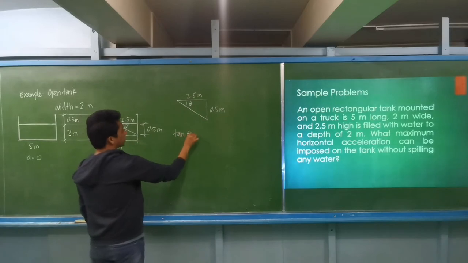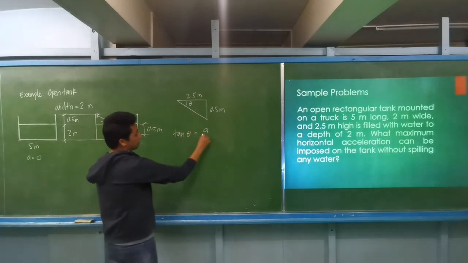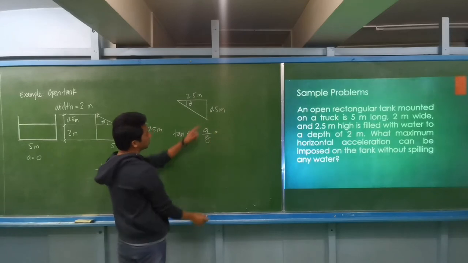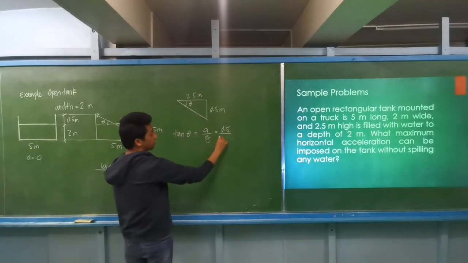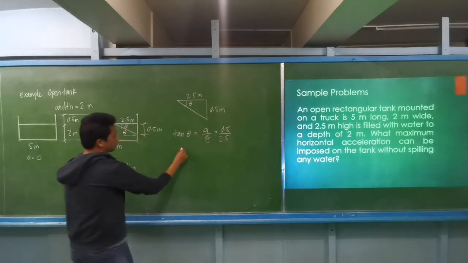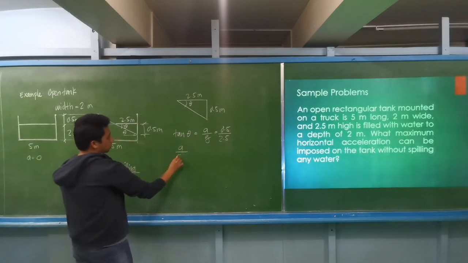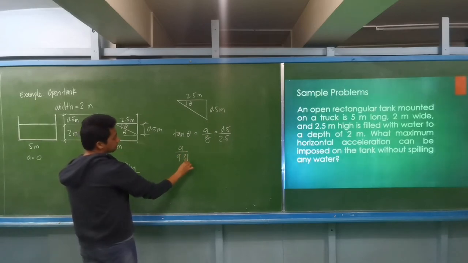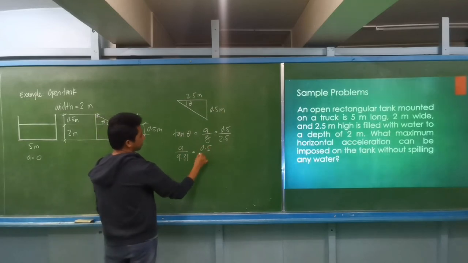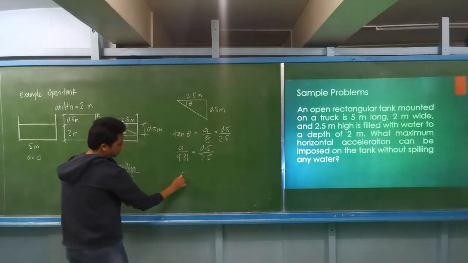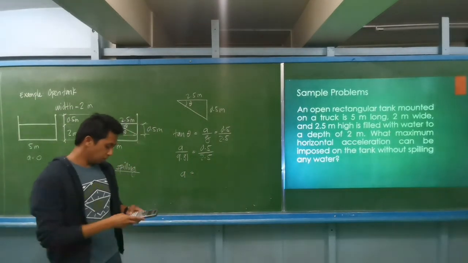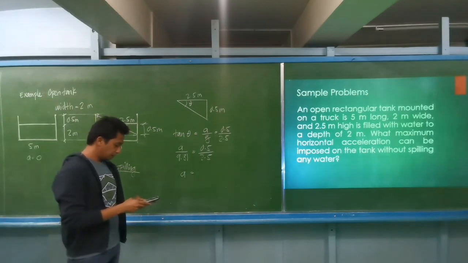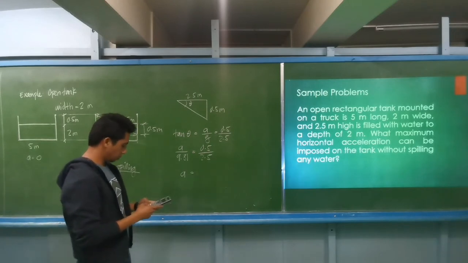So we have the tangent of theta is the same as the acceleration divided by the acceleration due to gravity, is equal to opposite, that is 0.5 meter divided by adjacent side, 2.5 meters. So we have the acceleration divided by 9.81 is equal to 0.5 divided by 2.5. So you have the acceleration, the maximum acceleration without spilling any water, that will be 0.5 divided by 2.5, multiplied by 9.81.